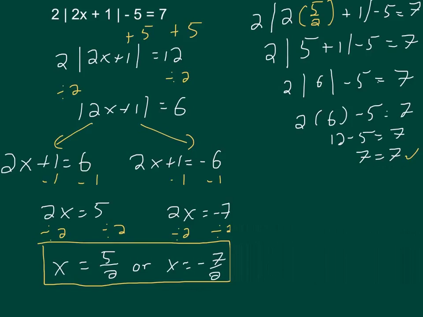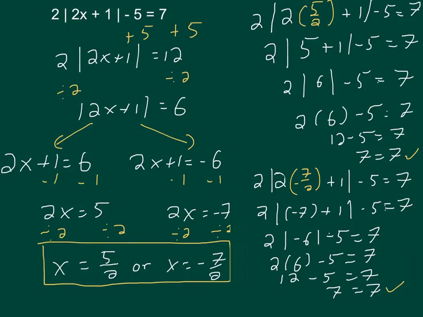Let's do the check with the negative 7/2 as well. And you can see here that once again we get 7 equals 7. So negative 7/2 is also a solution.